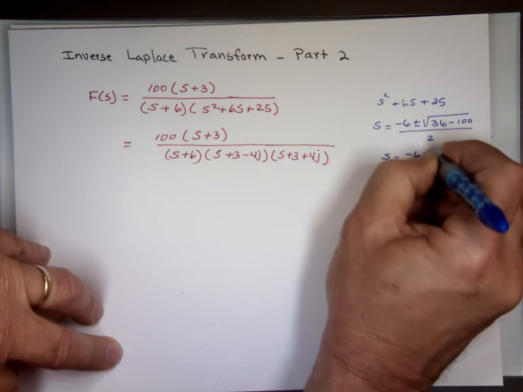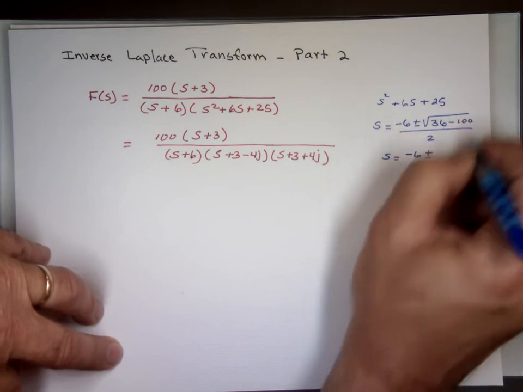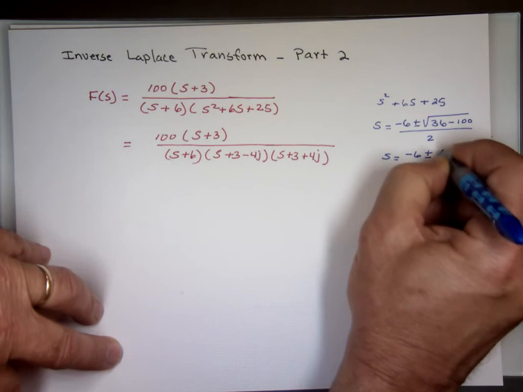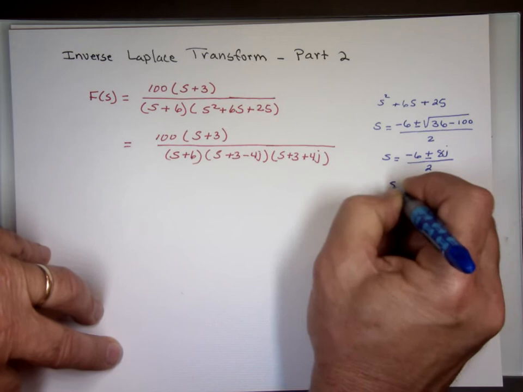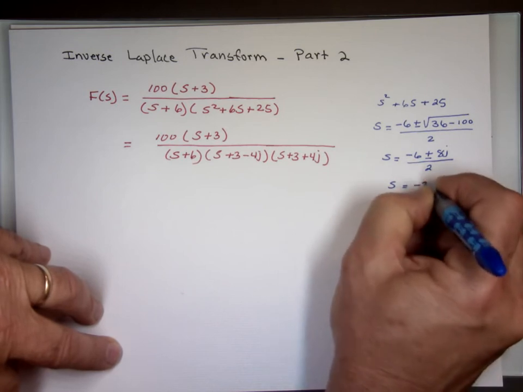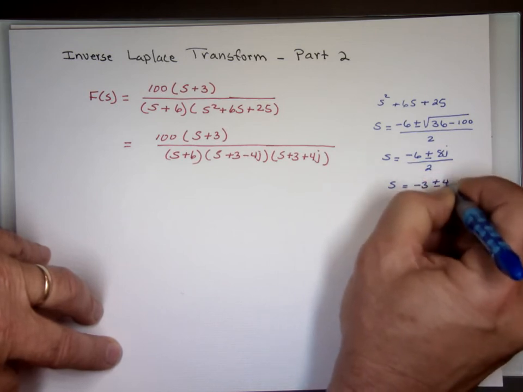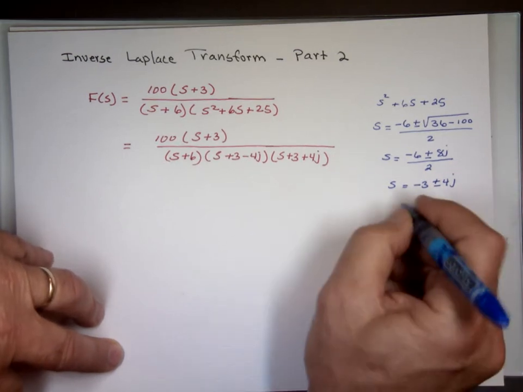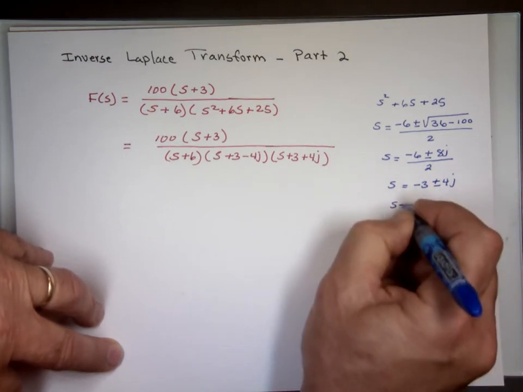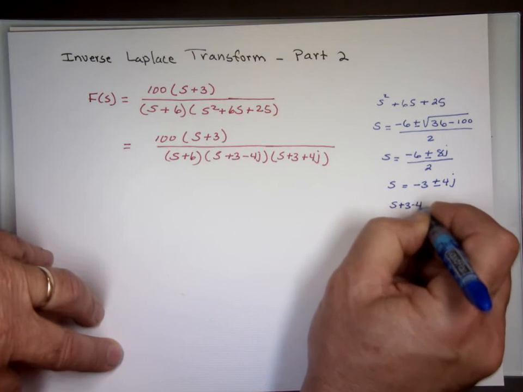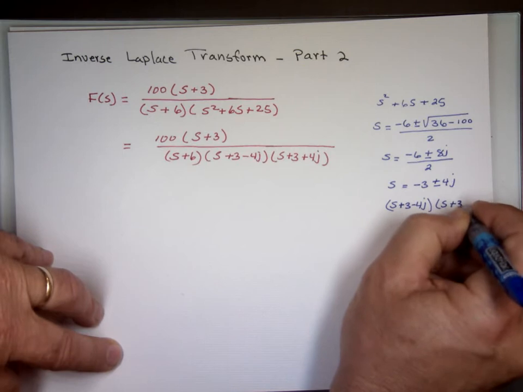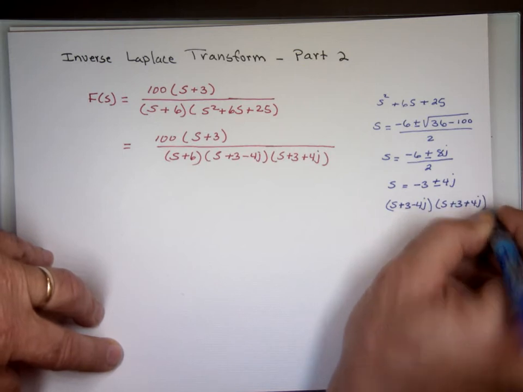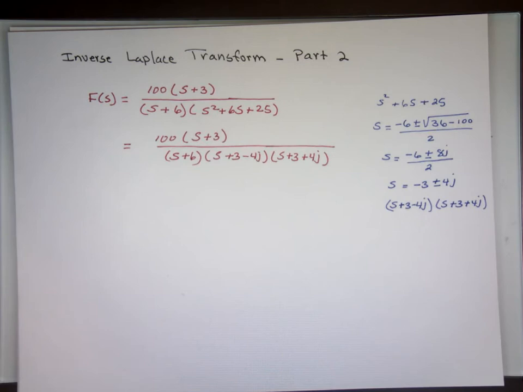Negative 6 plus or minus, this will be what? 64. The square root of negative 64 is 8j. That's over 2. So s will be what? Negative 3 plus or minus 4j. So when you bring everything to one side, one factor will be s plus 3 minus 4j, and the other one will be what? S plus 3 plus 4j. So that's where these two came from, in case you weren't sure.